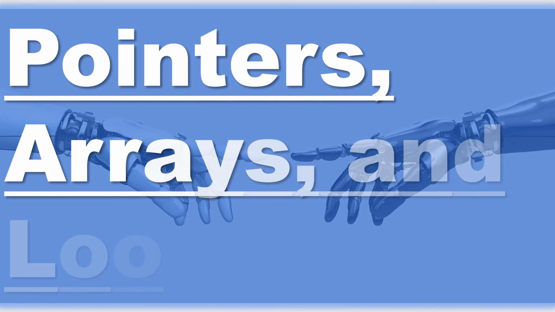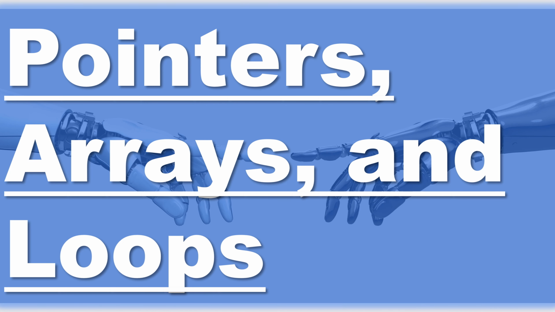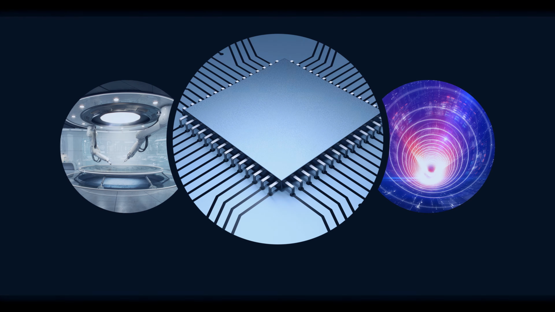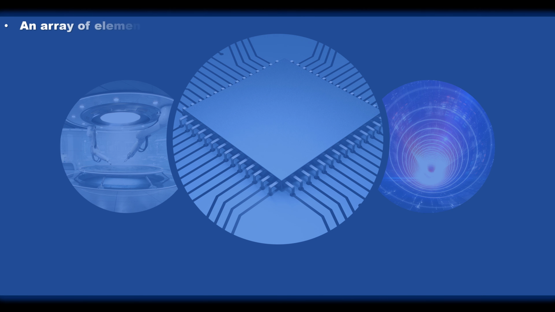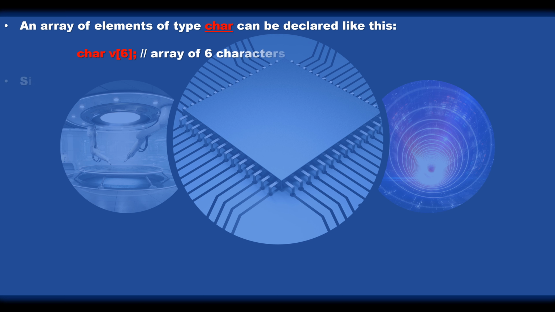Pointers, arrays, and loops. An array of elements of type char can be declared like this: char v[6]; // array of 6 characters.